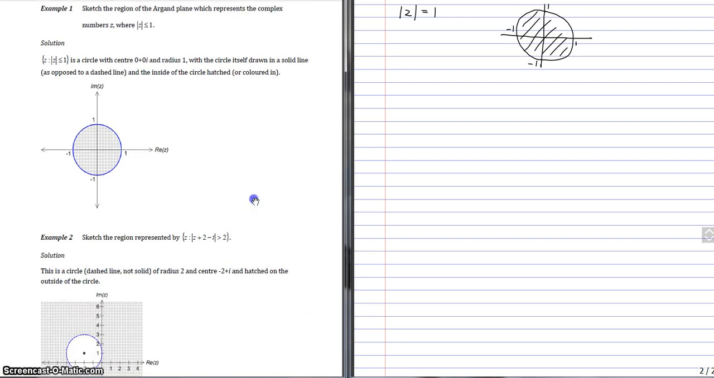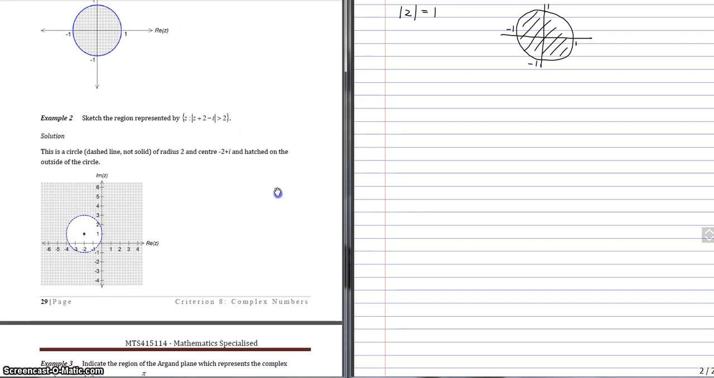So let's have a look at our second example. We want to sketch the region represented by z, a set of complex numbers, such that the modulus of z plus 2 minus i is greater than 2. So we need to think, what does the modulus of z plus 2 minus i look like as a graph?